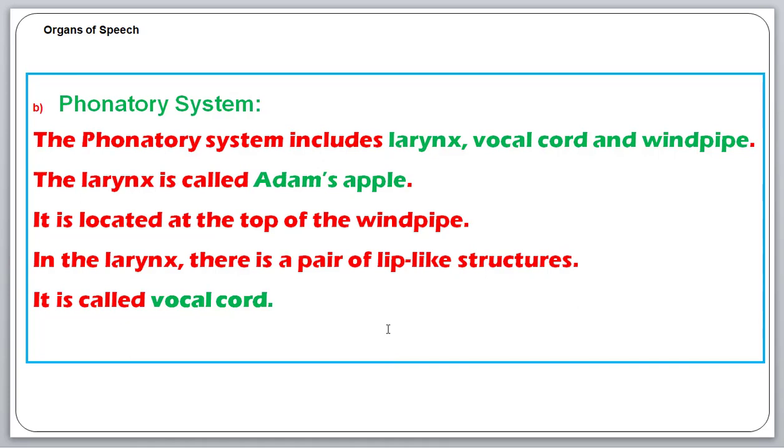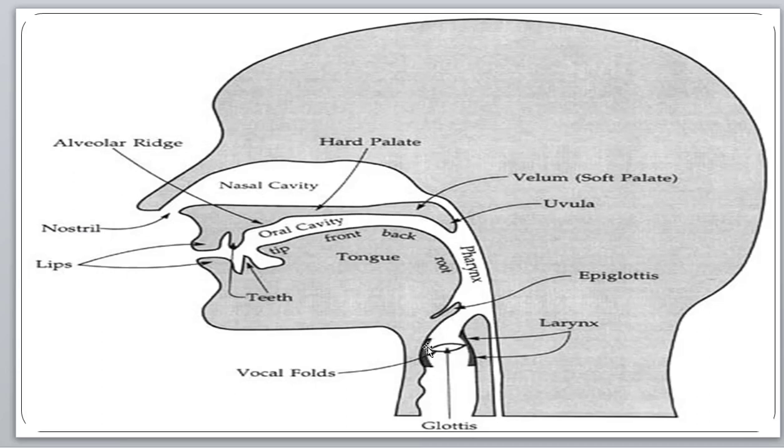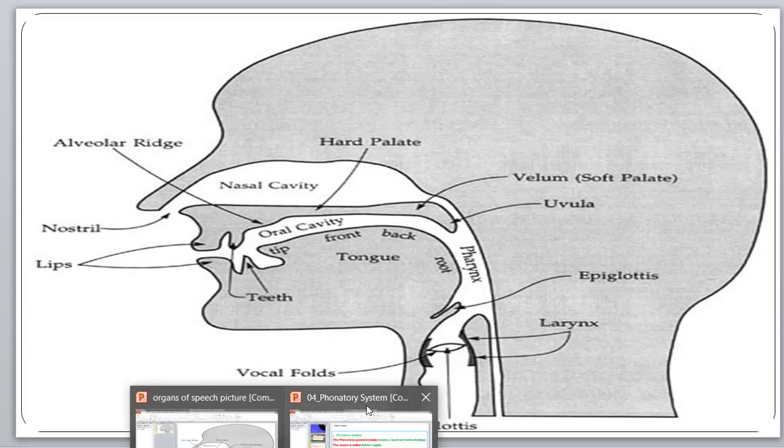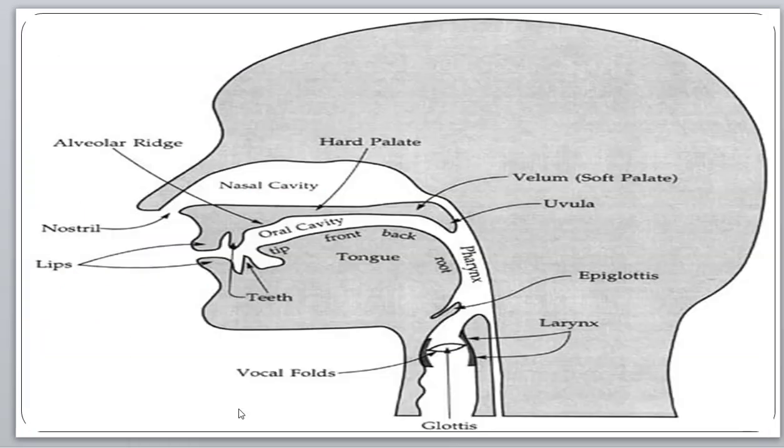And the larynx is called the Adam's apple. See here, a bulged one. This larynx is called the Adam's apple, which bulges in our throat. In the larynx, there is a pair of lip-like structures, and we call it the vocal cord. See, there is a lip-like structure between these two sides of the larynx, which we call the vocal cord.